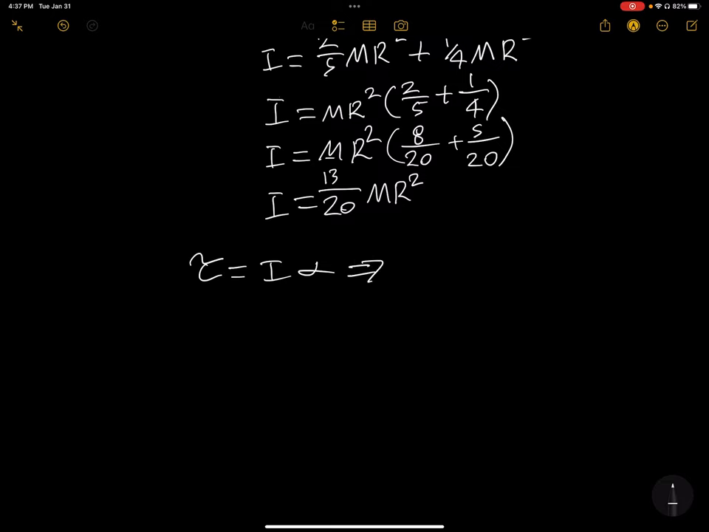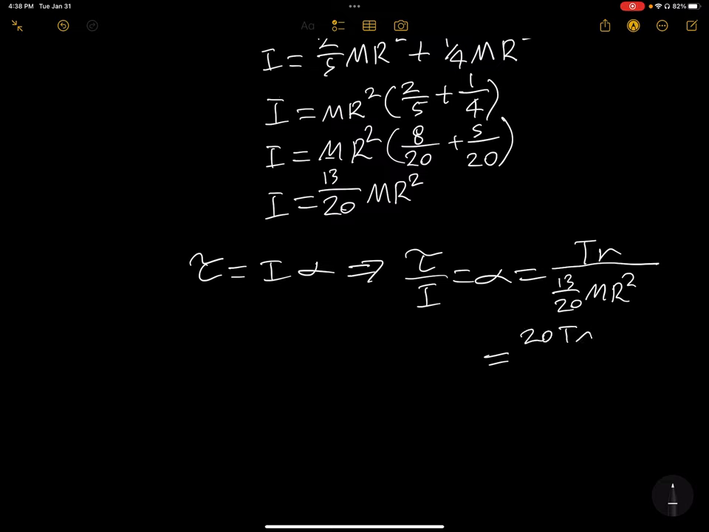The last step, all we have to do, remember, torque equals I alpha, alpha being angular acceleration. And so then torque over I equals alpha, which equals, in this case, just simply T r on top over 13 over 20 M R squared. If we simplify, we get 20 T r over 13 M R squared. And that is the answer.